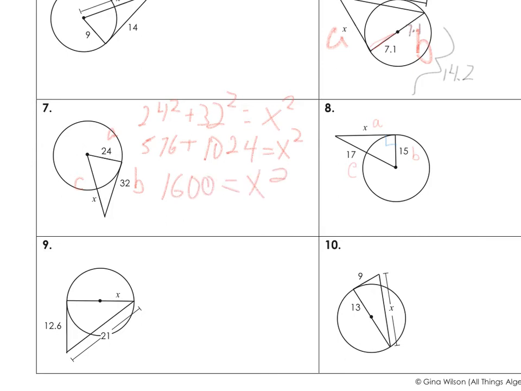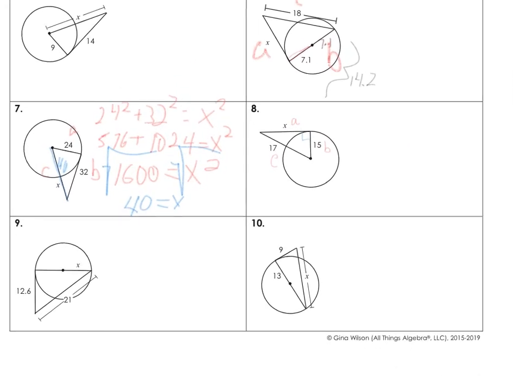equals x squared. Now remember, you got to take the square root to both sides. That's one thing I'm doing this to help remind you. Take the square root to both sides. So the square root of 1600 is 40. So x equals 40. So this side is 40. That whole side there. Okay, so that's just an example to give you an idea.